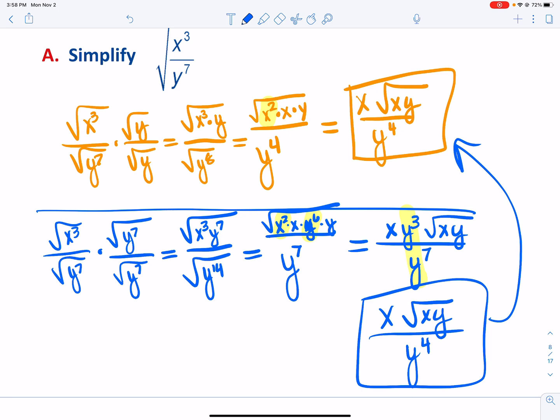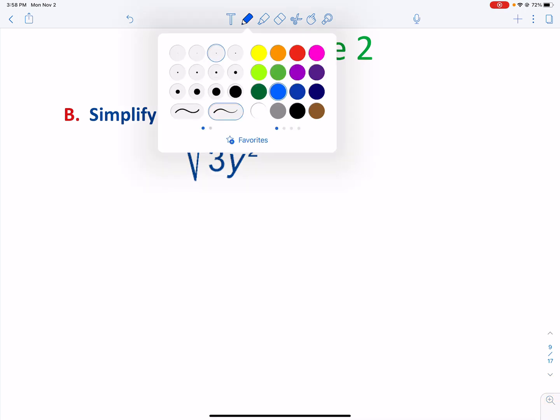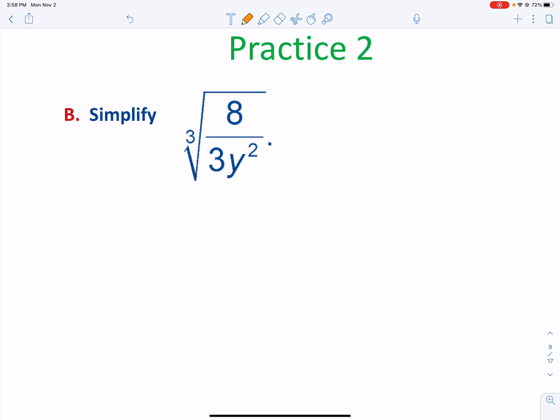So I get the same exact answer. I don't really care what you end up doing. I do get the exact same answer, but one of those methods should make sense to you, orange or blue. Okay, so I would like you to try this one. Pause and try it. Okay, if I do it the Miss Williams way, I have the cube root of 8.